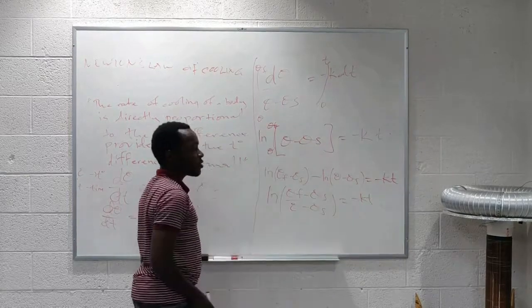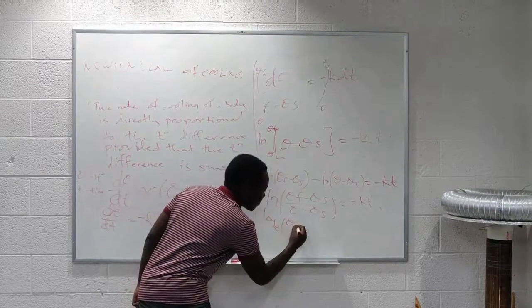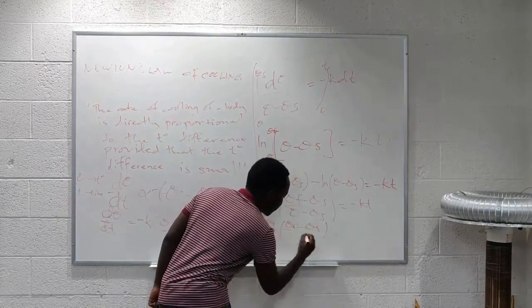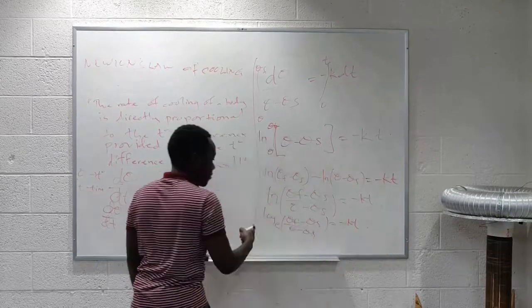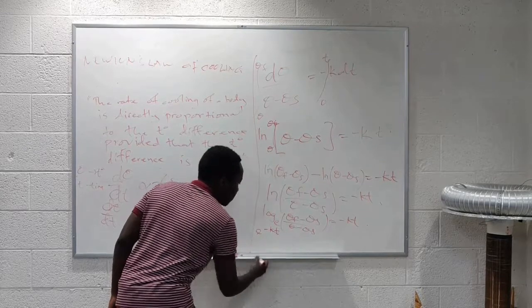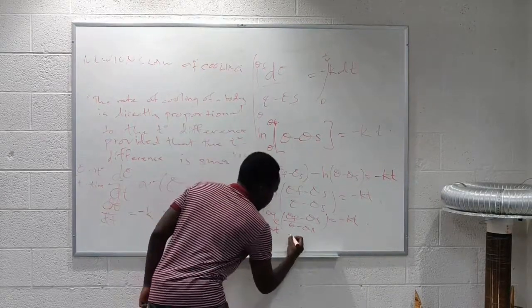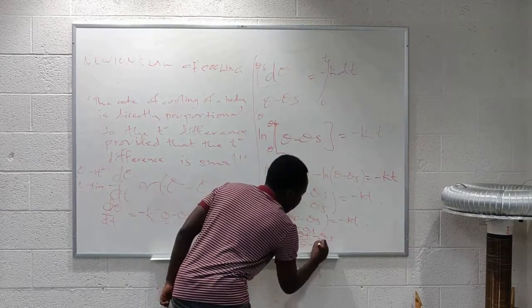But the natural log is log to base e. So log to base e, theta f minus theta s over theta minus theta s equals to minus kt. But this can be expressed as e power minus kt equals to theta f minus theta s over theta minus theta s.